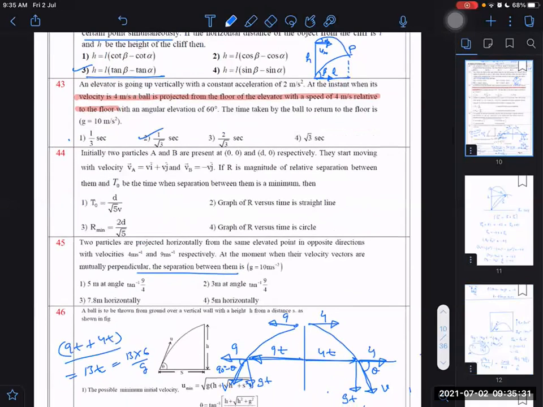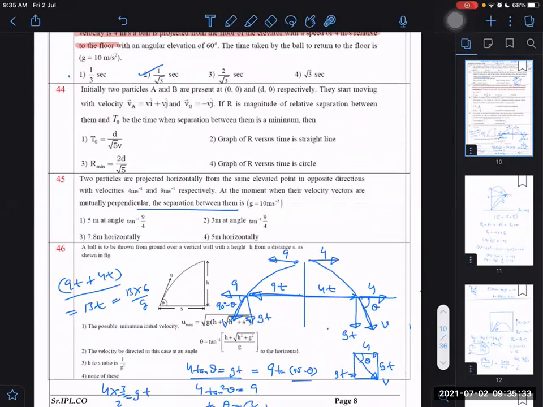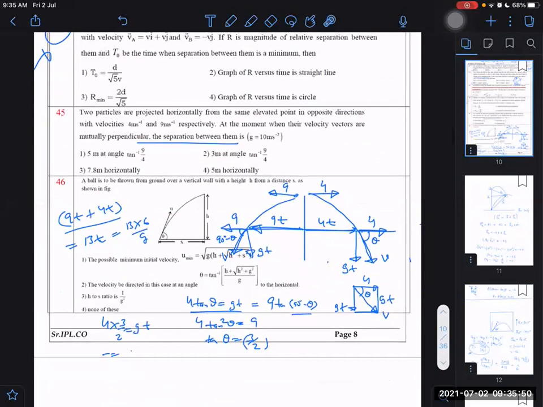Question number 44. Particles are at 0, 0 and d, 0 respectively. They start moving with velocities v and vb. What is the magnitude of relative separation between them when the separation between them is minimum? This question is typically of relative motion. I will not take it now, next week only.